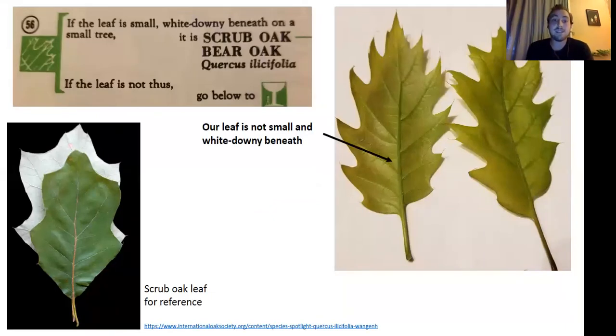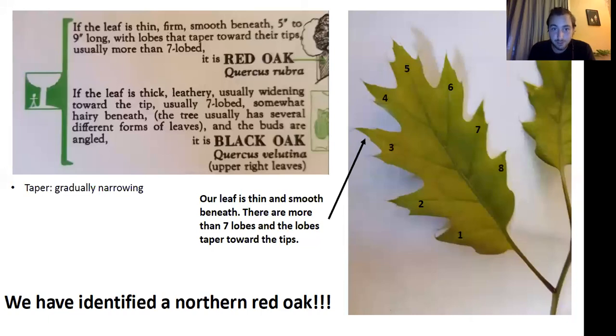So then it asks to compare with this one species, if it is small and white downy beneath. Our leaf is definitely not white downy beneath, almost hairless. And I showed a picture of a scrub oak leaf for an example, and you can really see what they mean by white downy beneath, where you can only see the hairs. Because our leaf is not thus, we would go below, where it differentiates between red and black oak.